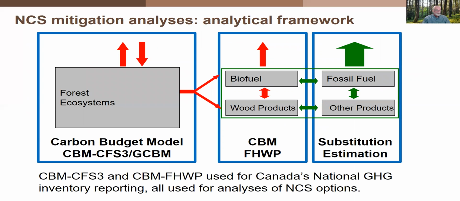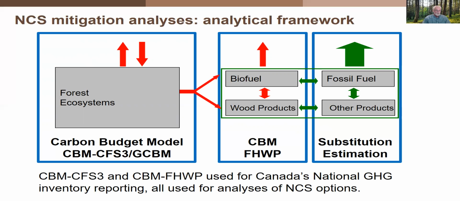In Canada, we use a system of models for the analysis of natural climate solution mitigation analyses that are built around the systems approach that was recommended by the IPCC in 2007. We have an ecosystem carbon model, either the CBM-CFS3 or the new GCBM, that represents ecosystem carbon dynamics. We have a carbon budget model framework for harvested wood products, with which we quantify the fate of the harvested material, such as biofuels and wood products of various lifespans, and how their use achieves substitution benefits by avoiding the emissions from fossil fuels and other emissions-intensive products.